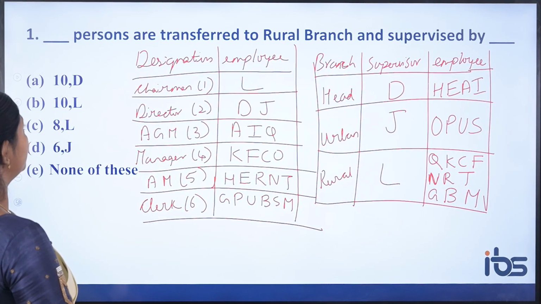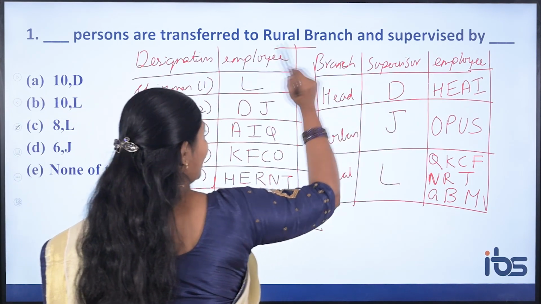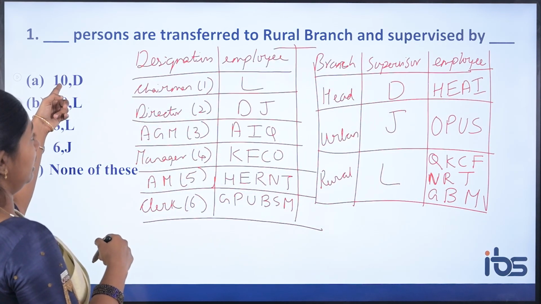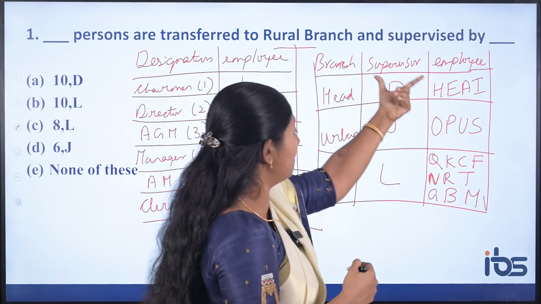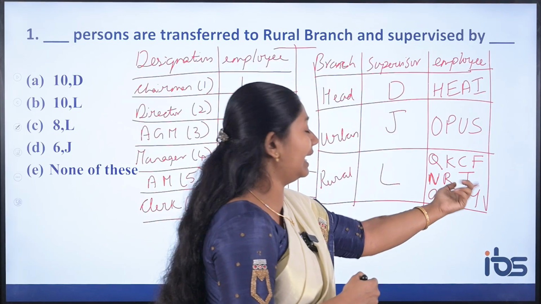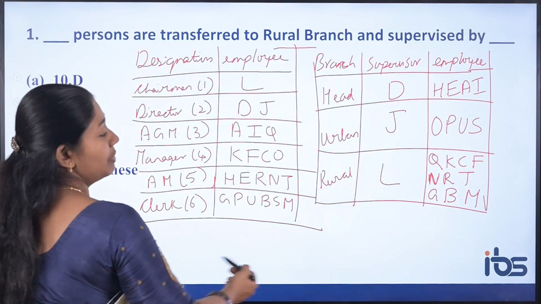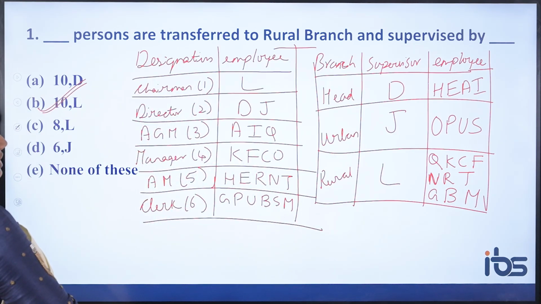First one is: dash persons are transferred to rural branch and supervised by dash. Let me check. Dash persons are transferred to rural branch. How many employees are there in the rural branch? 1, 2, 3, 4, 5, 6, 7, 8, 9, 10, and supervised by whom? L. So 10 and L, option B is the right answer.